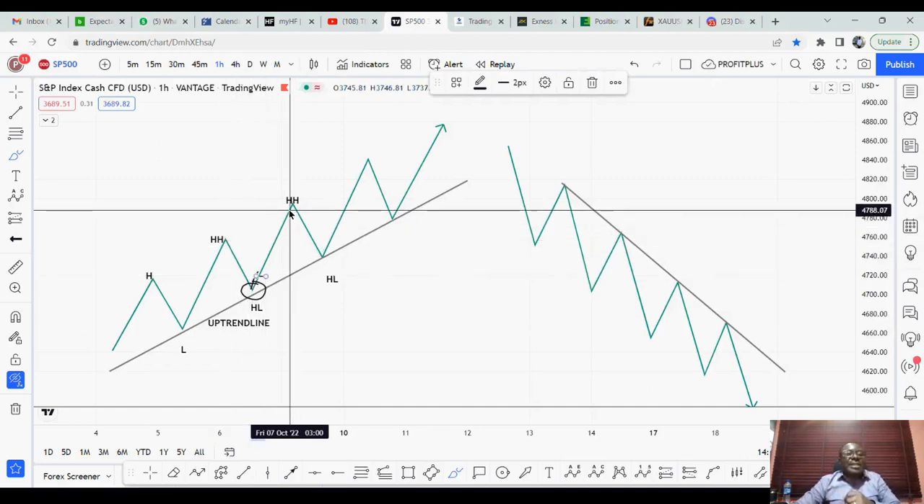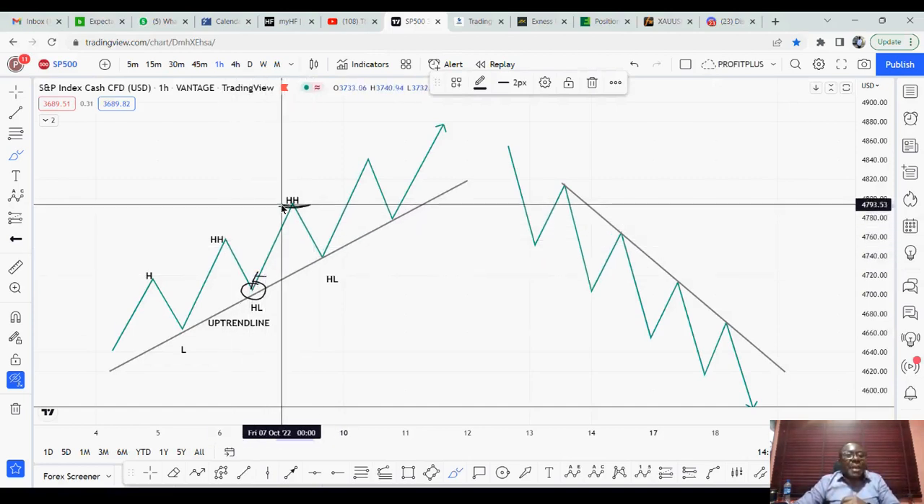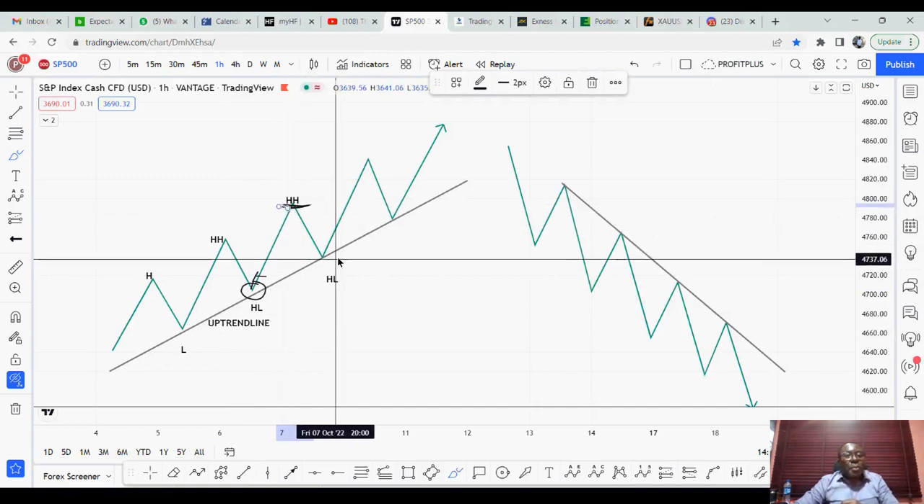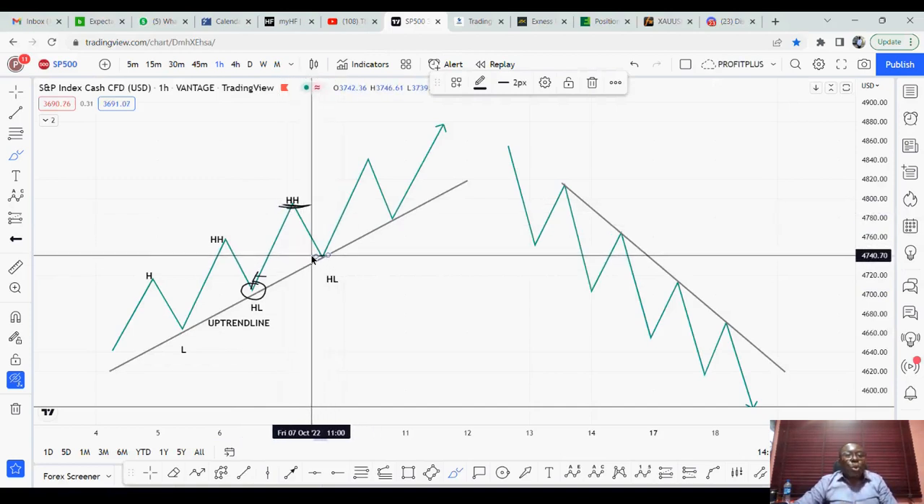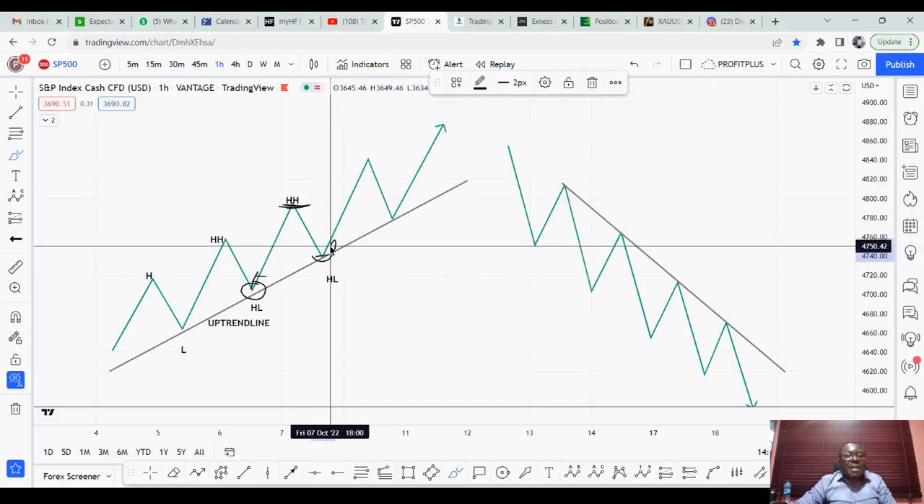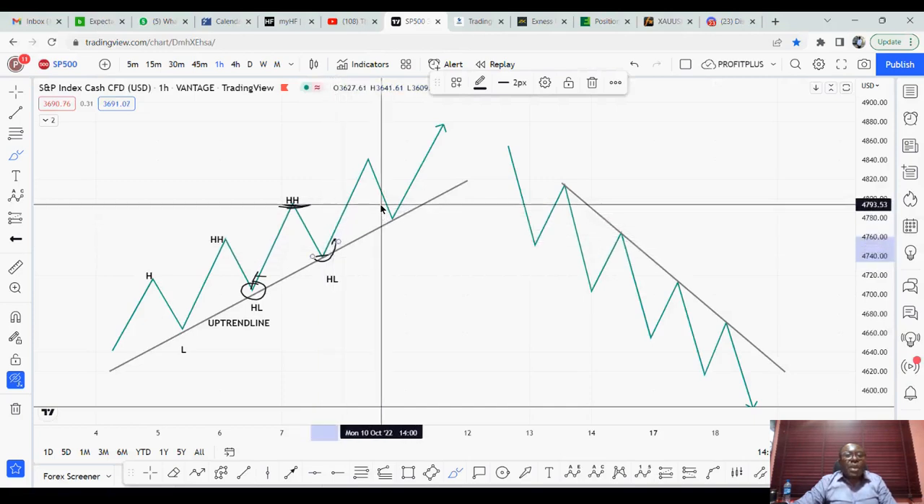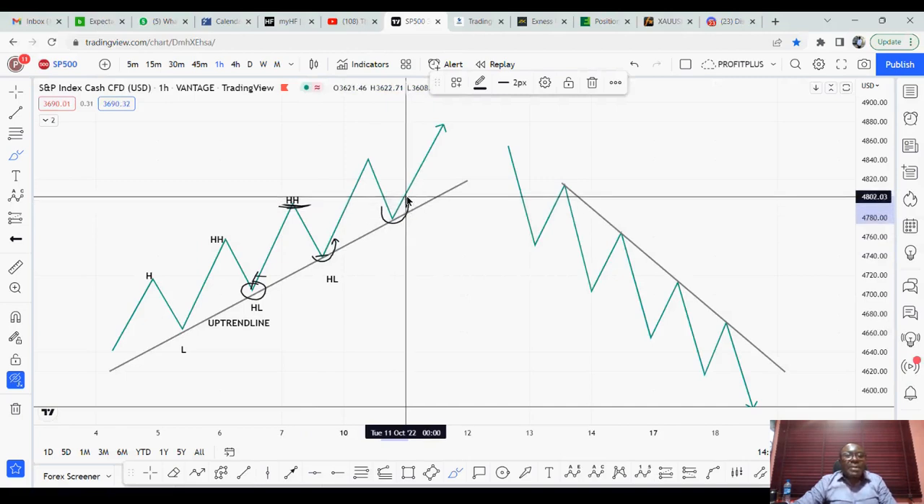You don't come when it has made a high. You don't come here and buy when it has made a high. No, you don't buy here. You buy at the low, right at the bounce off. When the price bounces off from the trend line, this is where you buy. Price coming down and it bounces off.